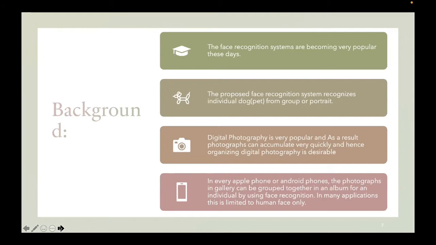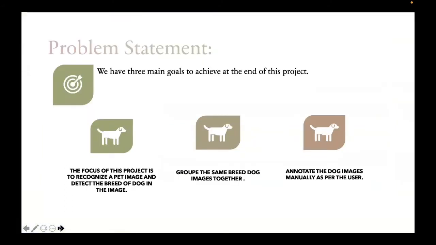Moving forward to the problem statement of the project. As the title states, there are mainly three goals to be achieved. First, to recognize a dog from the input image and detect the dog breed. Secondly, group the similar dog images together. Third, annotate the picture or annotate the album. That can be done manually or automatically.